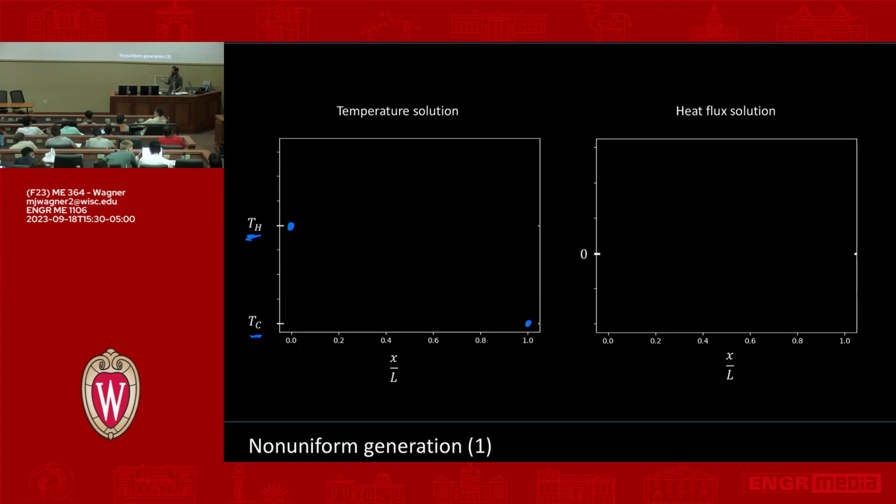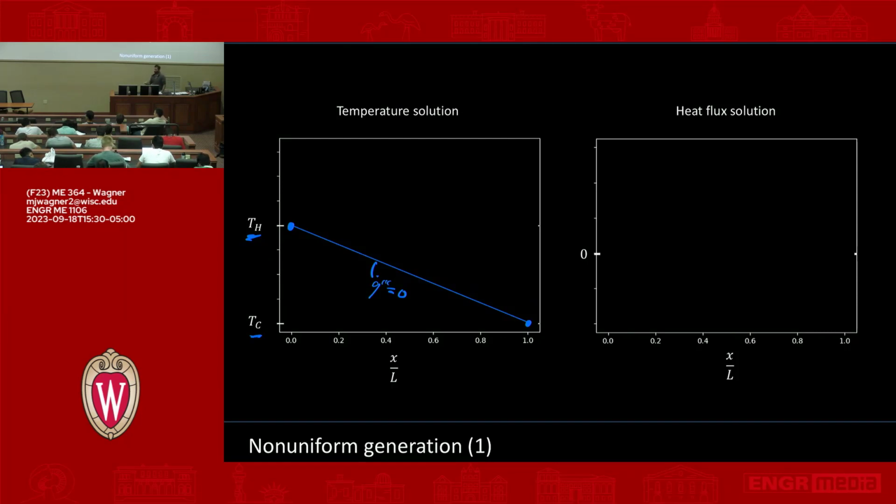So let's first take a case where there's no generation. This is a plane wall solution. What does that look like? It's a linear solution. We should be comfortable with that now. This is where G dot triple prime equals 0.